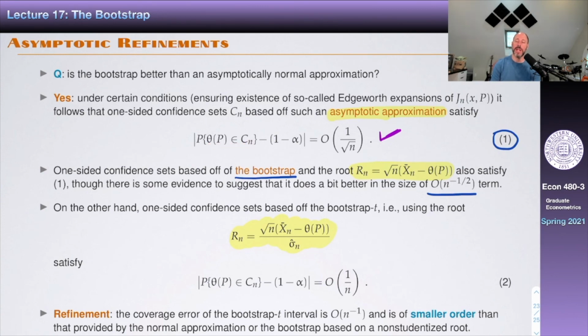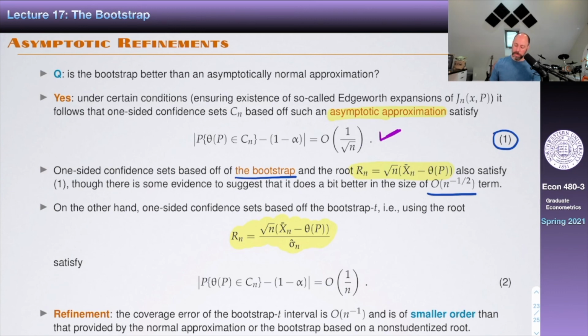And this is called a refinement, okay? It's not about the Bootstrap being valid in finite samples. It's about the Bootstrap having an error that goes to 0 at a faster rate than the usual approximation, or what we call an asymptotic approximation. So I wrote here refinement. The coverage error of the Bootstrap t interval is of the order 1 over n, and it is smaller than the order provided by the normal approximation or the Bootstrap based on non-studentized roots.